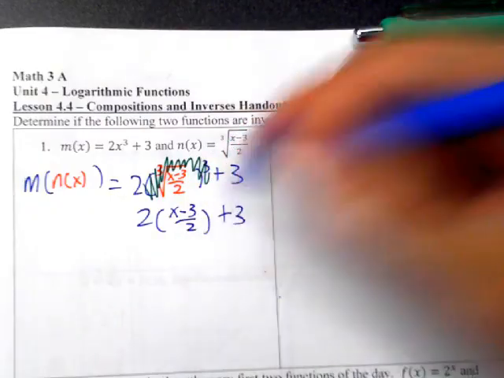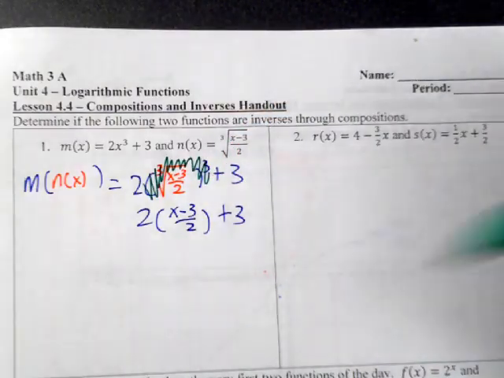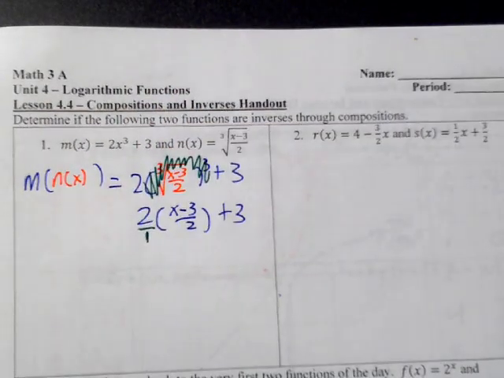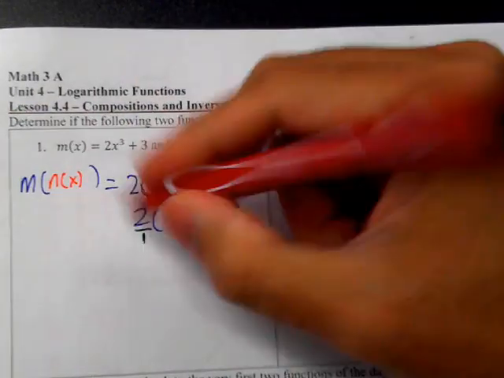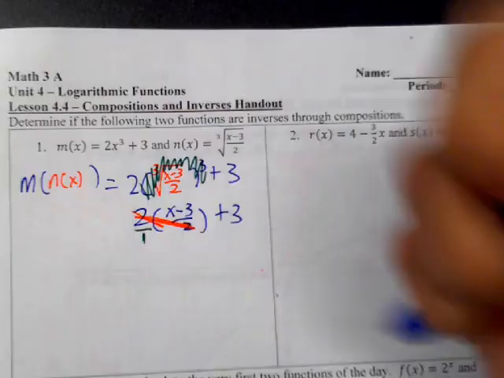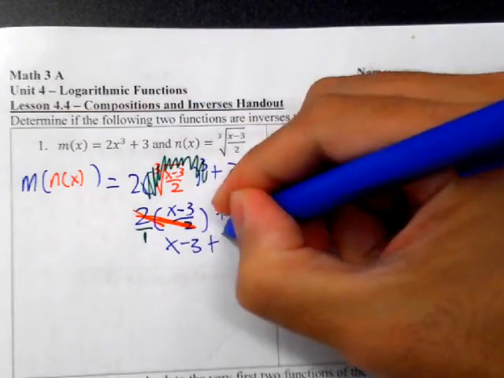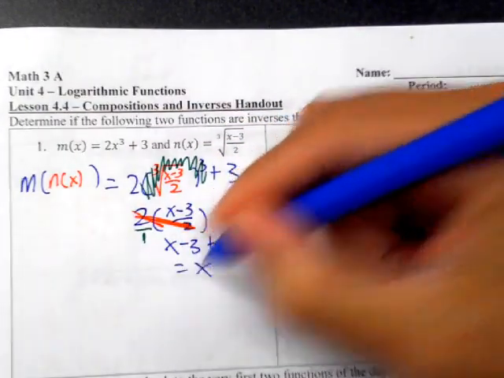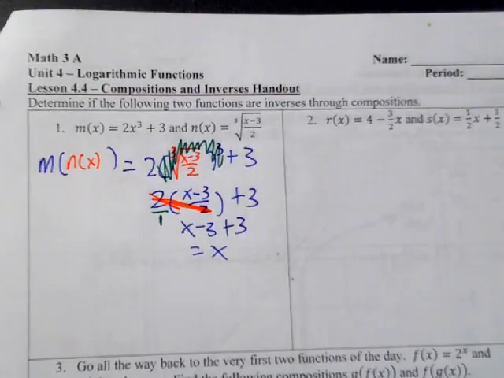Okay, so you can't stop here and say, yes, they're inverses. It is possible for one way to give x and the other to not, and in that case, they would not be inverses. So you do need to do both directions to prove that things are inverses. So let's go ahead and try the other direction, which for me is n of m of x.